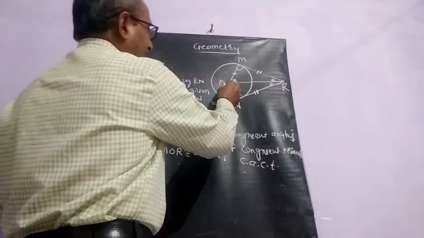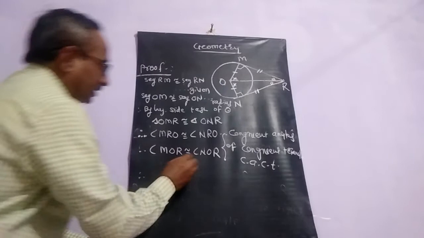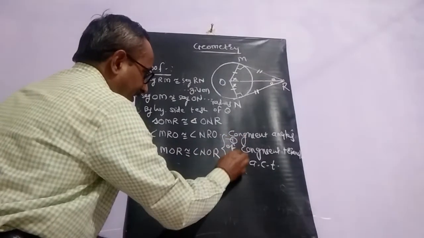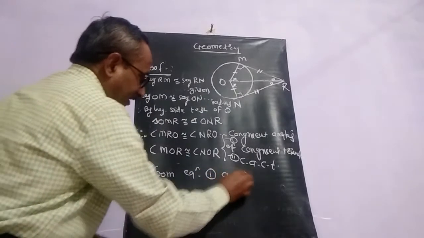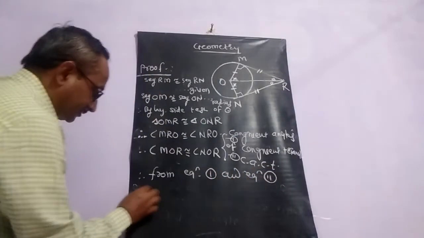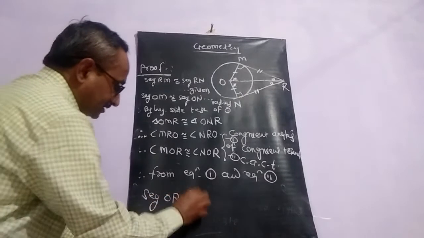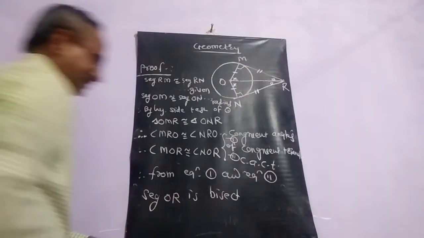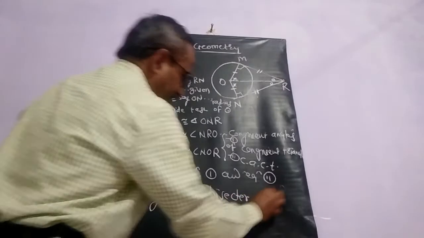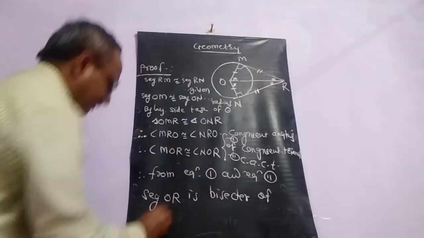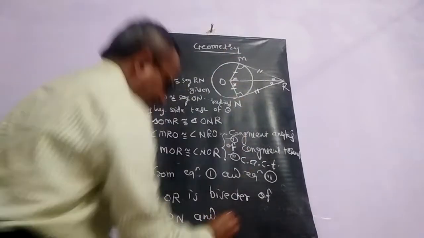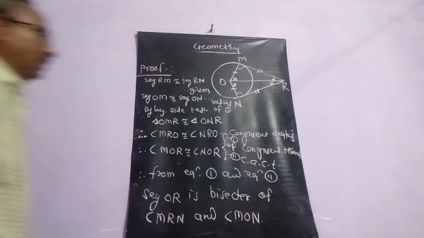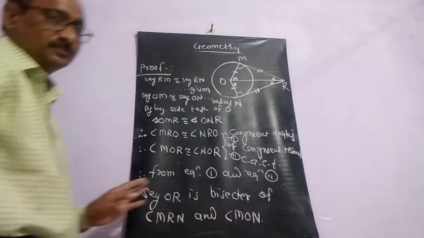So I can write segment OR, call this first and this second. From equations first and second, we can write segment OR is the bisector of angle MRN and angle MON. In this way, we can prove this theorem. Very simple theorem.